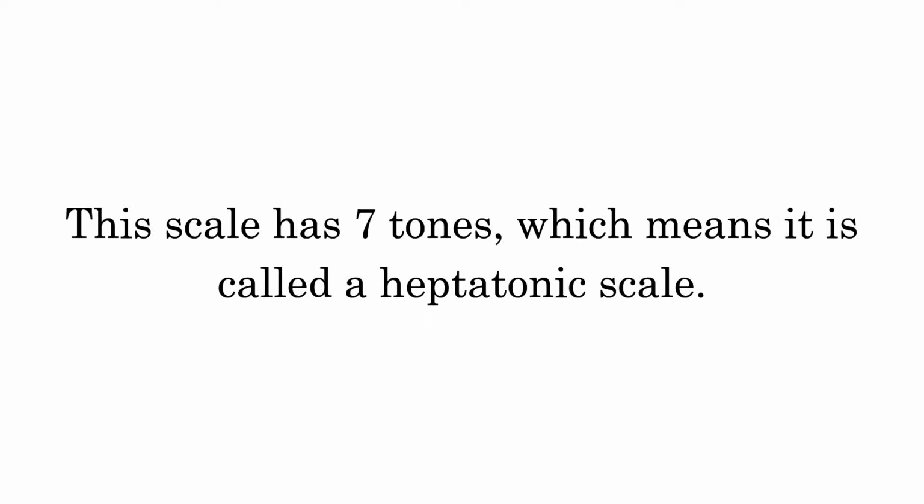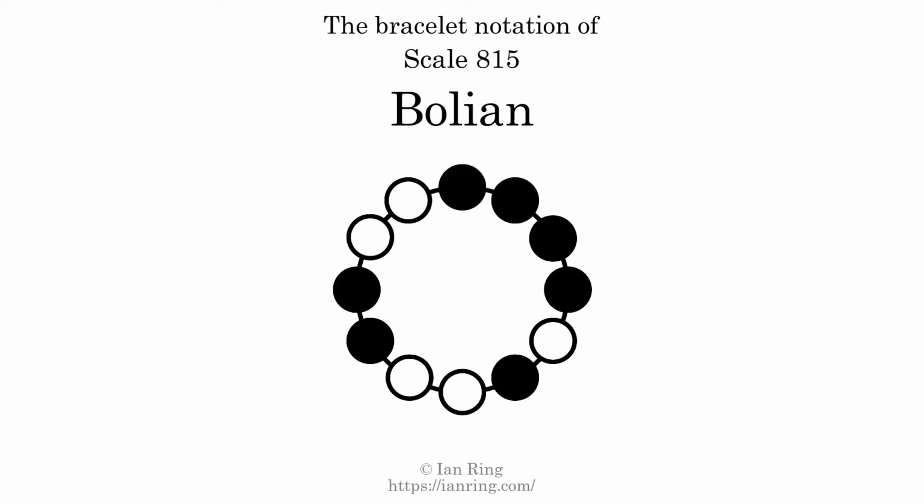This scale has 7 tones, which means it is called a heptatonic scale. This is a bracelet notation diagram of scale 815. The shaded circles represent tones that appear in the scale, and they are read clockwise, starting at the top.